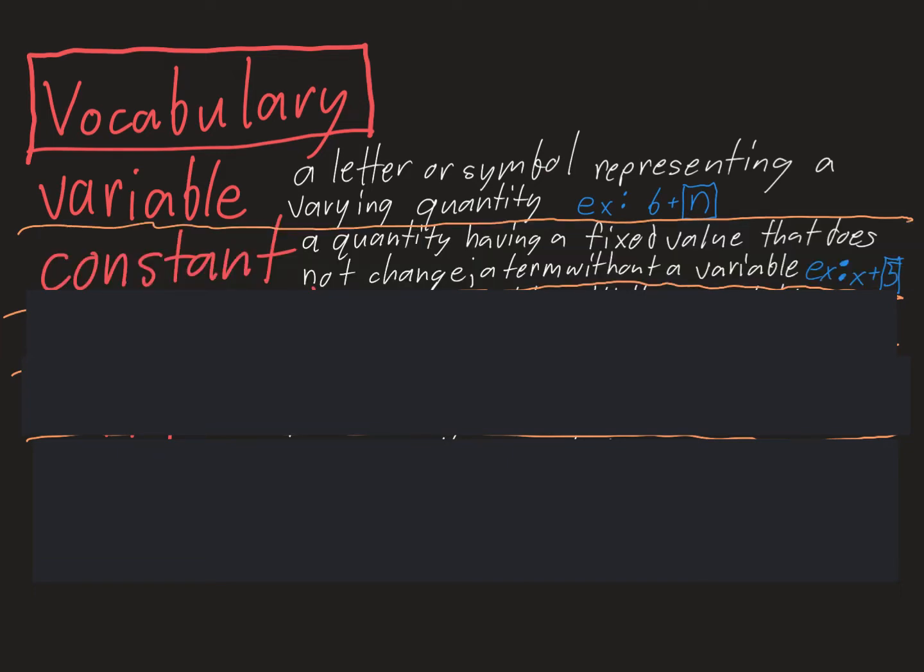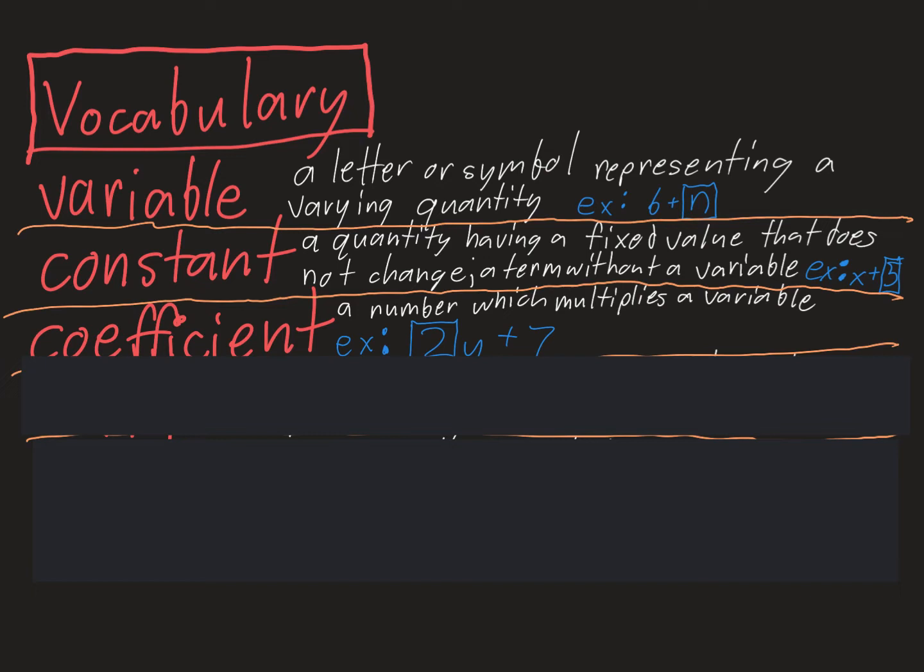A constant is a quantity that has a fixed value and does not change. It's a term without a variable, or a normal number. For example, in x plus 5, the number 5 is the constant.